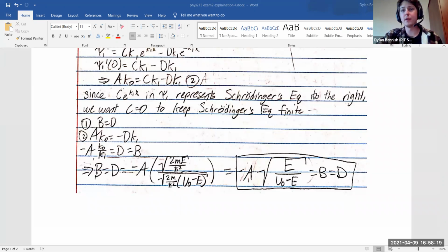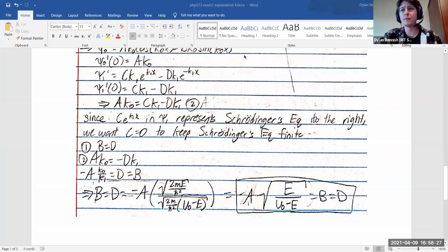So the final term, b equals d, is equal to minus a times the square root of e divided by u naught minus e. So that is problem 4 for the Modern Physics exam 2.